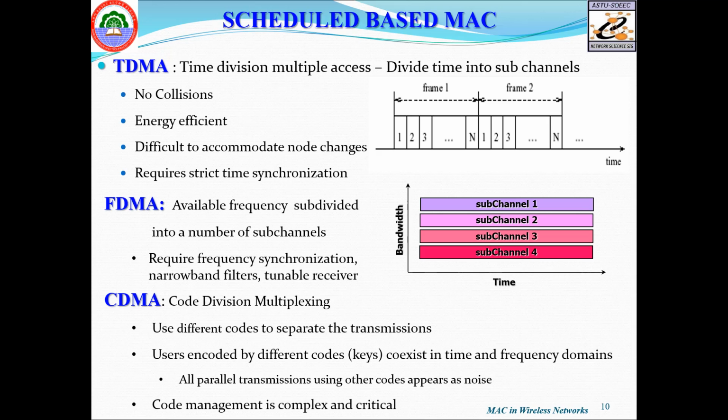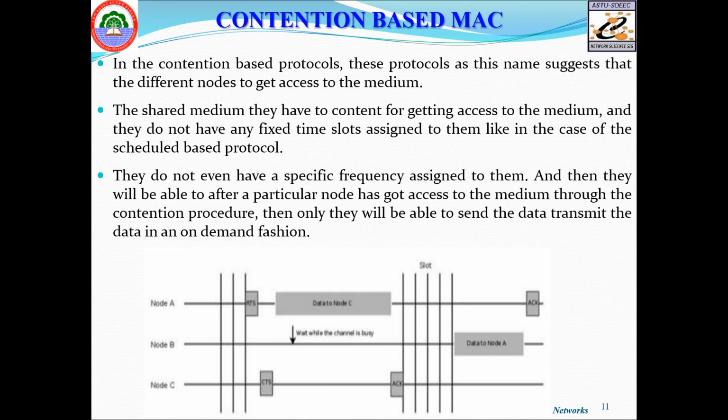In the case of frequency division, the total bandwidth we have is divided into several pieces, and each piece is allocated and represented as a channel: channel 1, channel 2, channel 3, like that. In the case of code division multiplexing, we are using different codes to separate each transmission. Based on the code management, it becomes very critical as well as complex to manage the schemes.